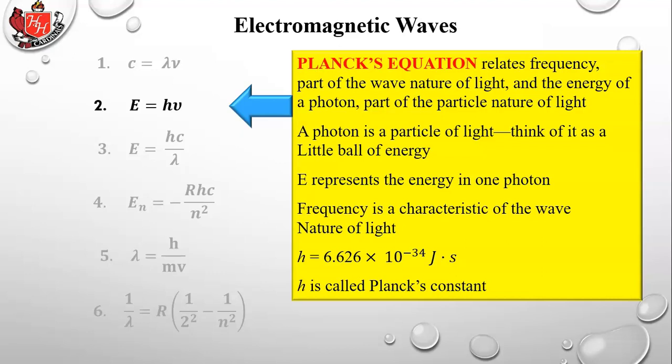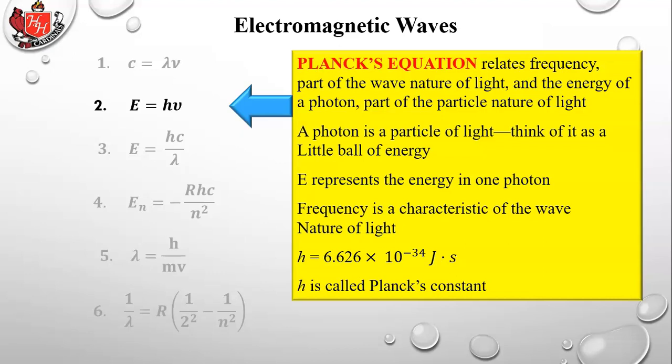A wave has a frequency to it. We talked about that in the first lesson. The energy is the energy in one of these little packets called a photon. So you can see that this equation relates the wave nature of light, which is frequency, to the particle nature of light, which is the energy of one photon. So it's E of a photon, energy of a photon, equals Planck's constant, which is h, times the frequency, which is nu, h times nu.